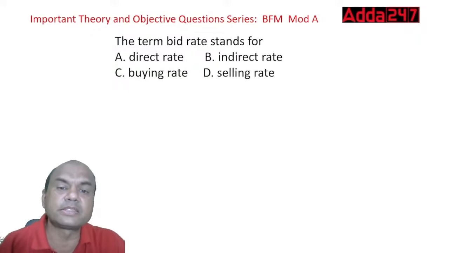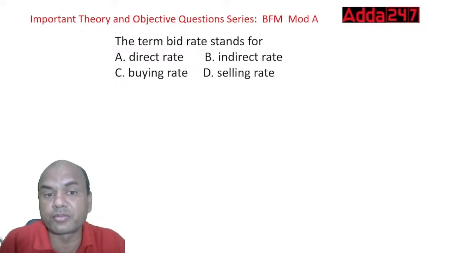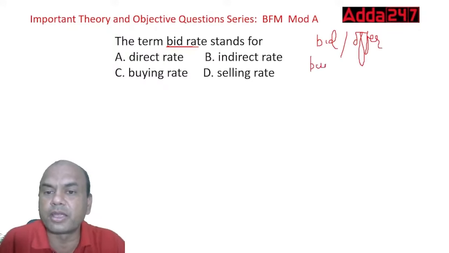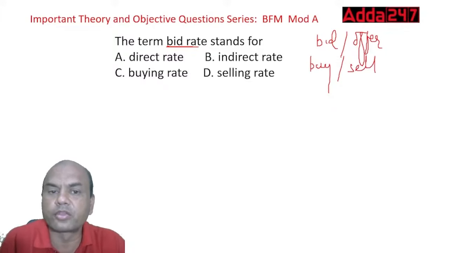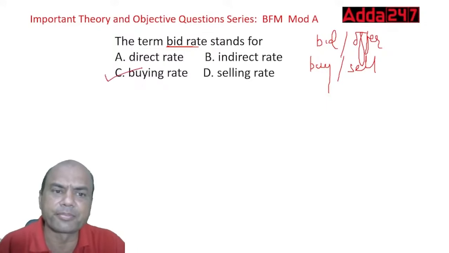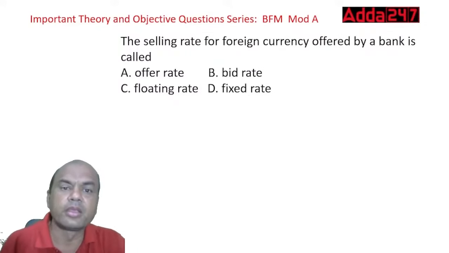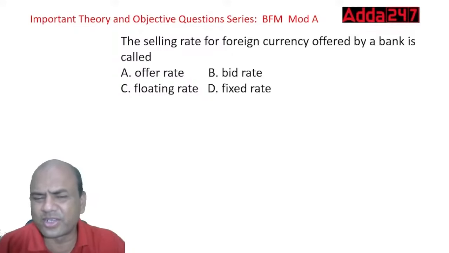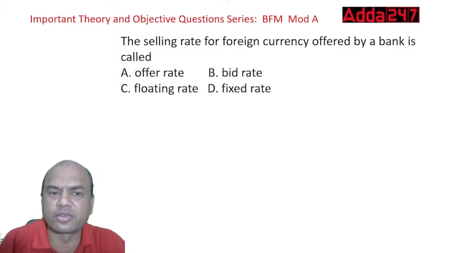The term bid rate stands for bid. Bid means what? Bid rate. Bid offer. It's like this. Bid offer. So you call it buy and sell. So bid stands for direct, indirect, buying and selling. So it stands for, isn't it, buying rate. The selling rate of a foreign currency offered by a bank is called as, just now we did it, selling rate. Sell rate is known as what?